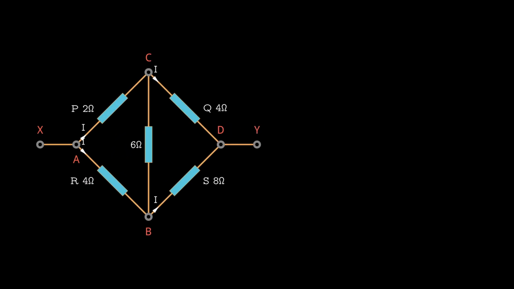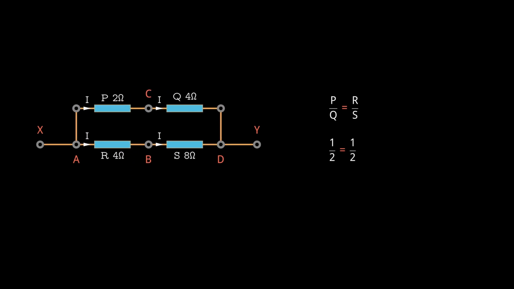Now that we've rearranged it, I think it's clear that this is what we call a Wheatstone bridge. You may recall the condition we discussed in the previous section: when the ratio of the resistances in one pair of branches matches the ratio of the other pair, no current flows through the middle resistor. In this circuit, that middle resistor is the 6 ohm resistor. This condition implies that we can disregard the 6 ohm resistor, simplifying the circuit. Now we can apply the series and parallel resistor formulas to calculate the equivalent resistance between nodes X and Y.